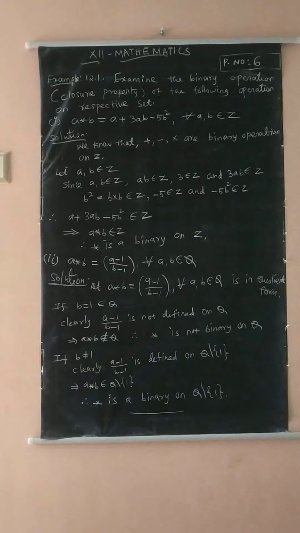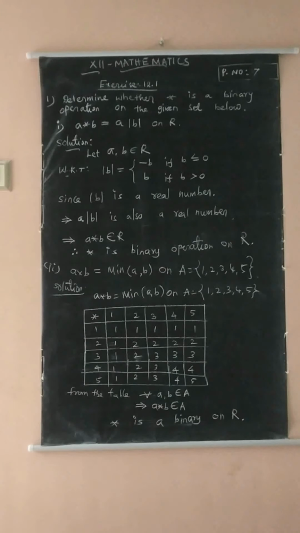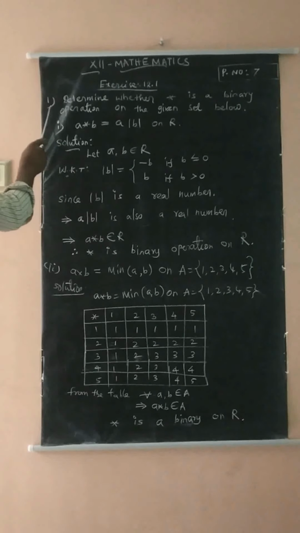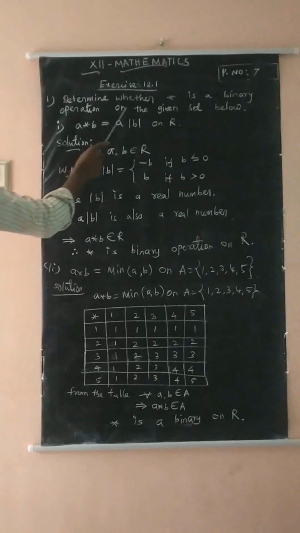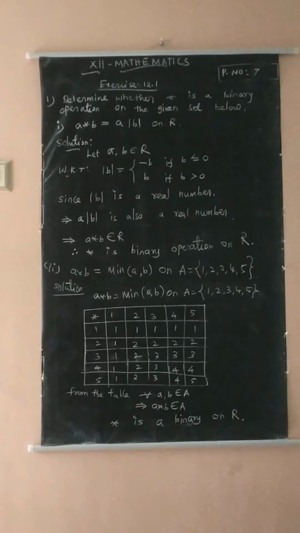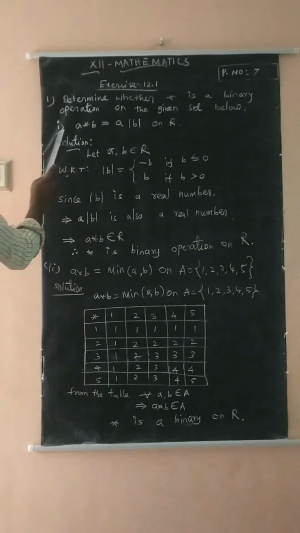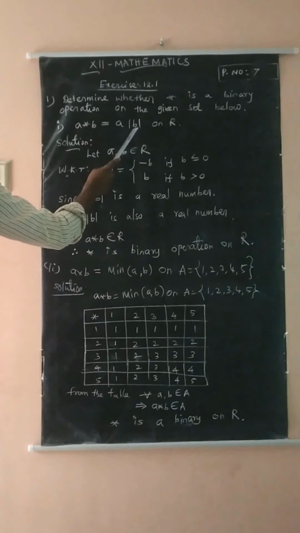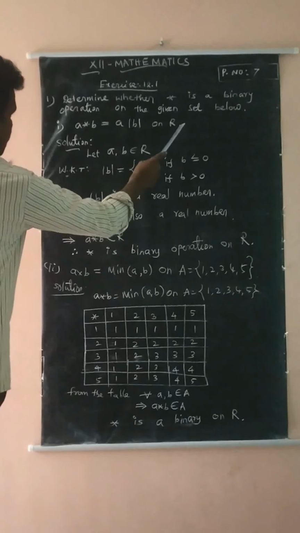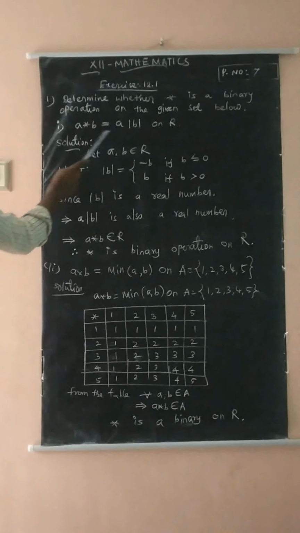That's the problem, students. It's a very easy one. Now see exercise 12.1. First question: determine whether star is a binary operation on the given set below. Same model. First subdivision: A star B is equal to A into modulus of B on R. R means set of all real numbers, that is the star operator.